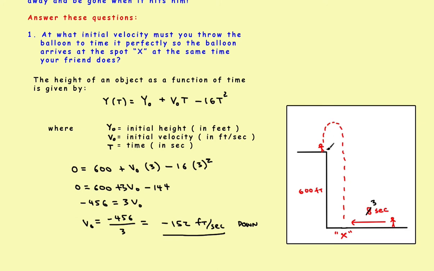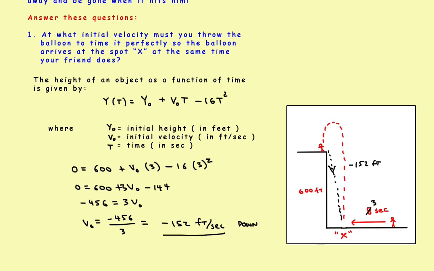So to make sure it gets there in 3 seconds, rather than throwing the thing up, you actually have to throw it down, and you're going to throw it down so that it gets there in time. So you're going to throw it down at negative 152 feet per second. So to make sure it gets there in time, even beyond dropping it, you have to throw it down. So in the first problem, you had lots of time. You had to delay the balloon, so you threw it up. On this problem, you've actually got to speed things up, so you have to throw the thing down to make sure that it arrives there in 3 seconds.